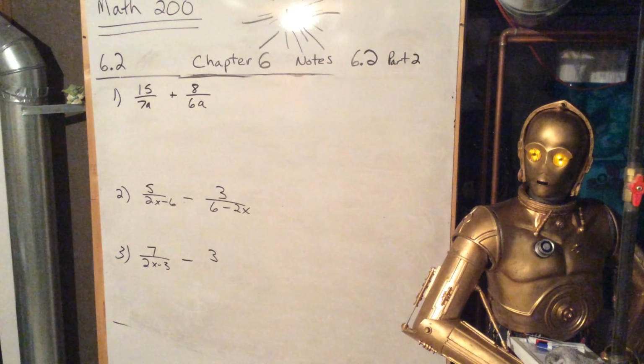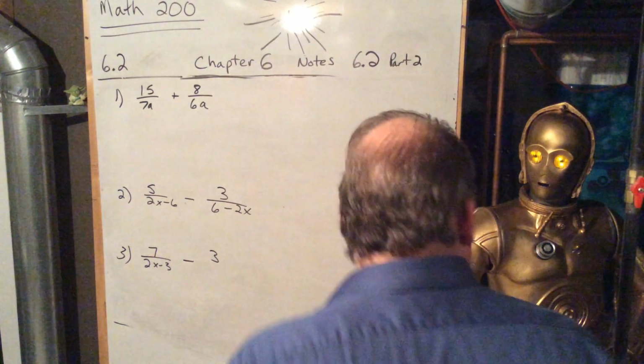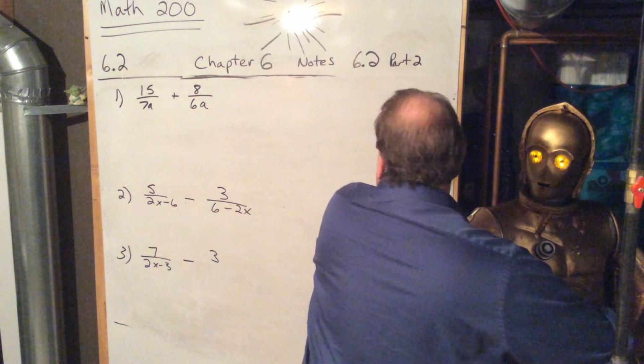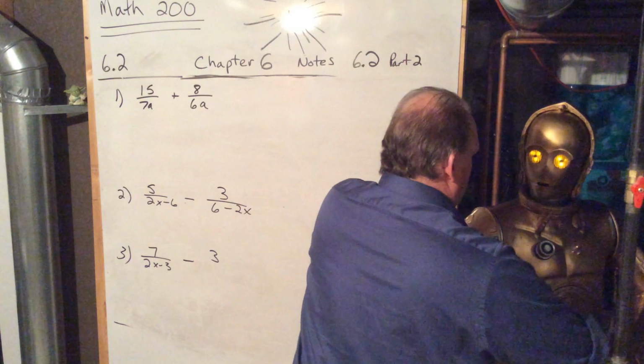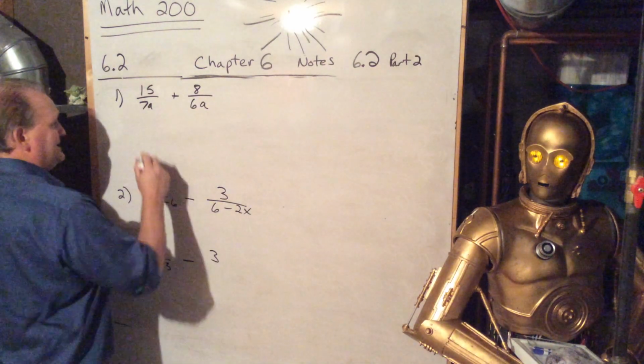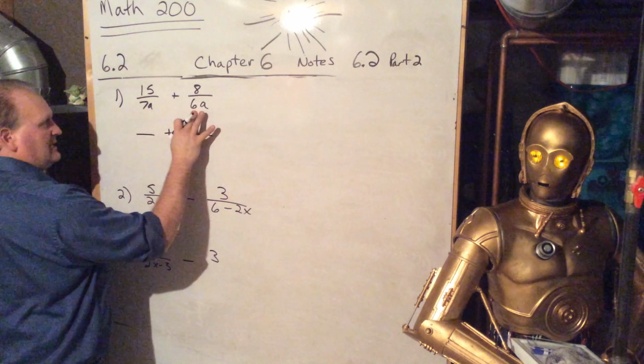We're taking a look at 6.2, part 2. So we're adding up fractions with unlike denominators. Not easy. So we need to find the LCD between 7a and 6a.